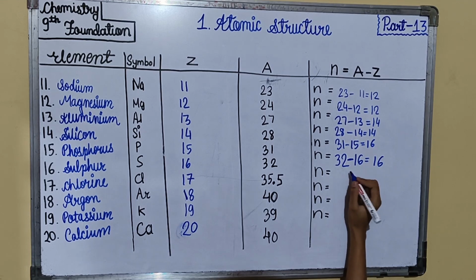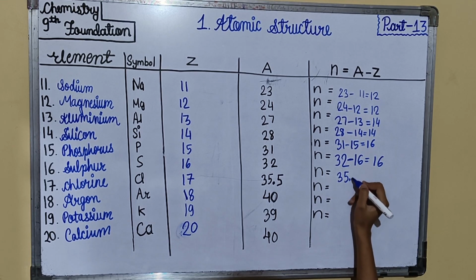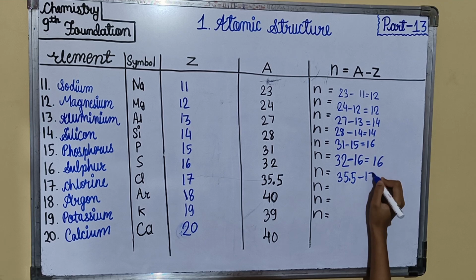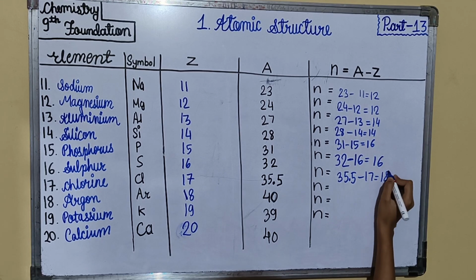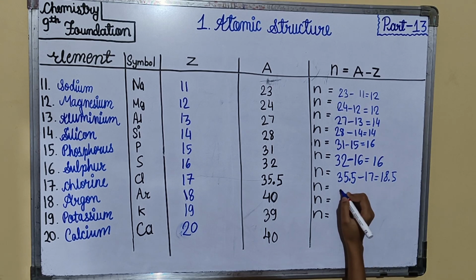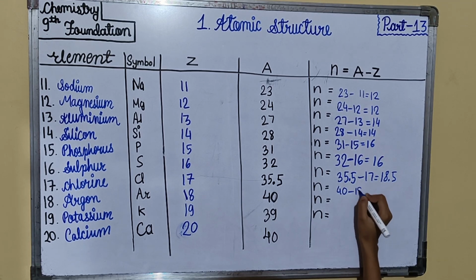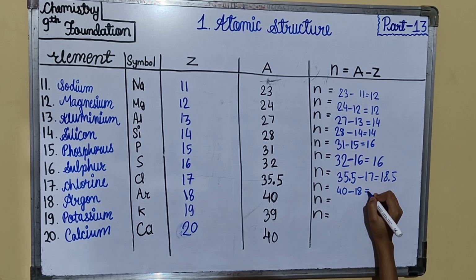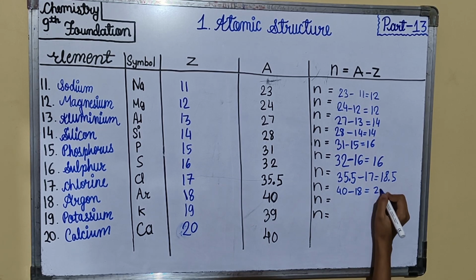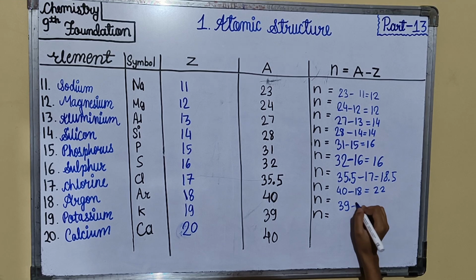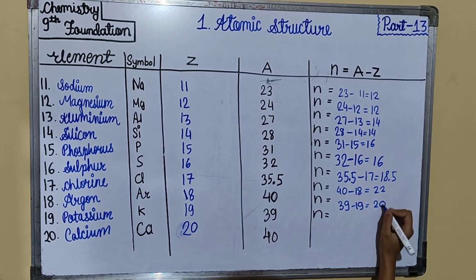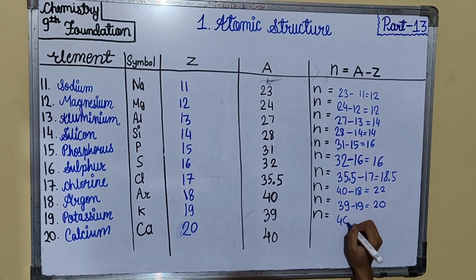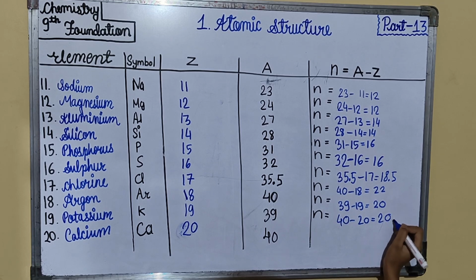Then chlorine's is 35.5 minus 17, that is 18.5. 40 minus 18 is of argon, and that is 22. 39 minus 19 is of potassium, and that is 20. 40 minus 20 is of calcium, and that is also 20.